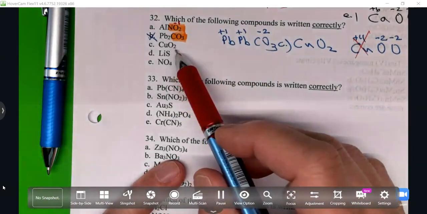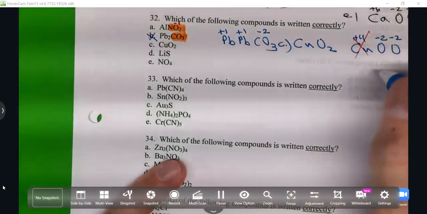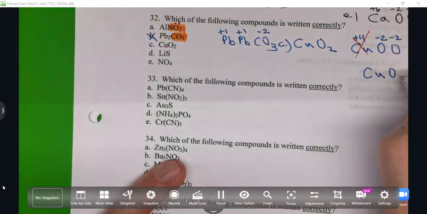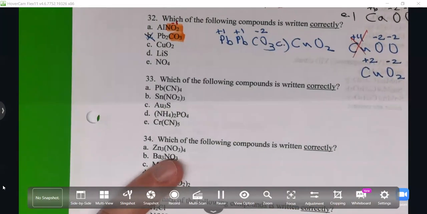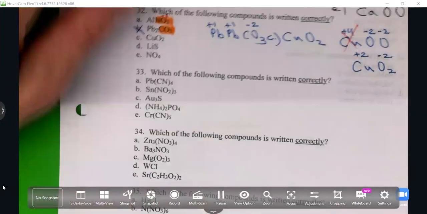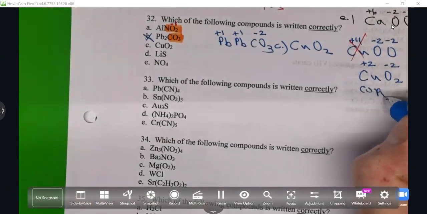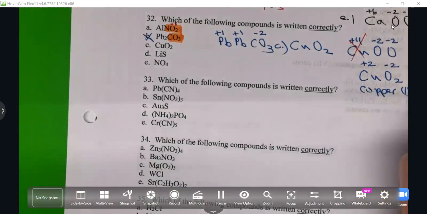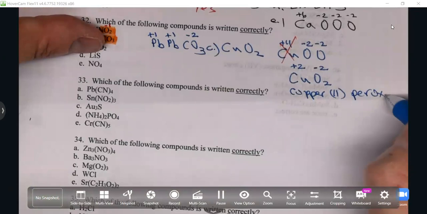However, this O2 could be peroxide, right? And if that is peroxide, you have O2 as -2, copper 2. So then you would have copper 2 peroxide. And that's valid. So we know we can have copper 2 peroxide here would work.